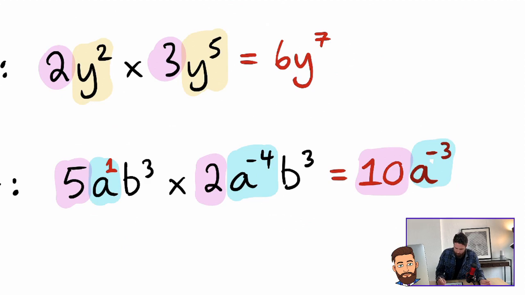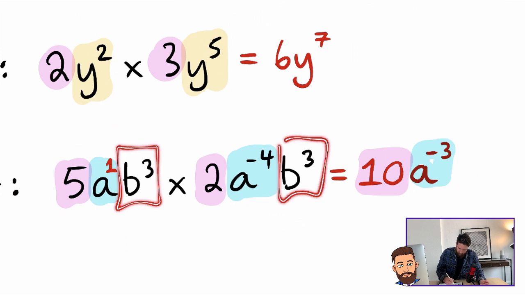Then finally we need to just do the b's. So it's the same thing as the last question, there's just more unknowns, there's more indices to deal with. We've got b cubed times by b cubed. Well, bases are the same, so I can highlight these in the same colour.